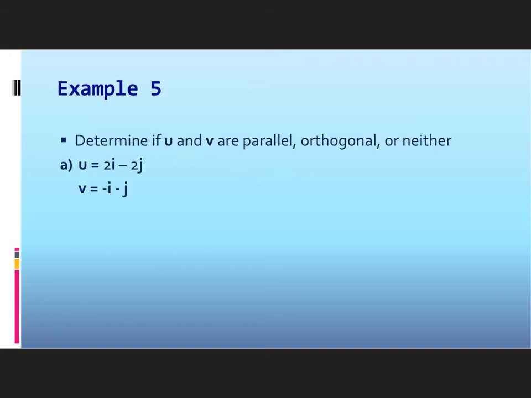So let's look at this. It says determine if U, V are parallel, orthogonal, or neither. Okay, let's write the vectors because it's written in that funny linear combination form. Let's write it in our component form. U would be 2, negative 2. And V would be what? Negative 1, negative 1. How did Bella know that?